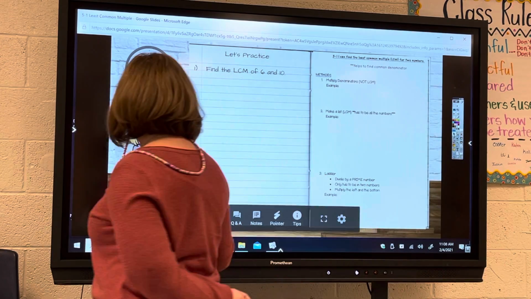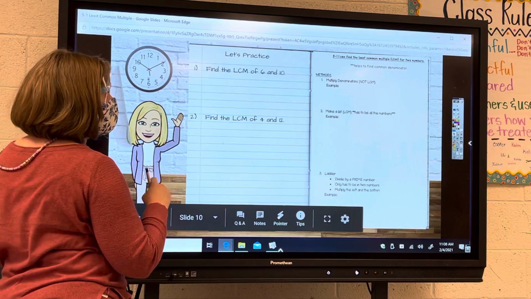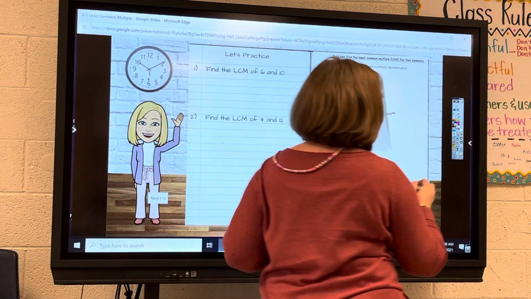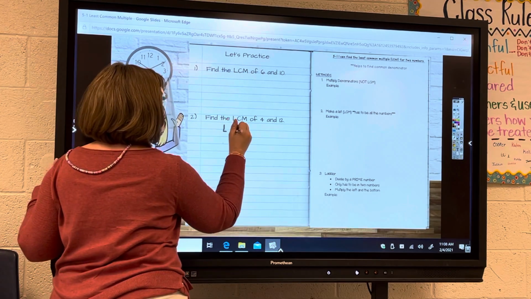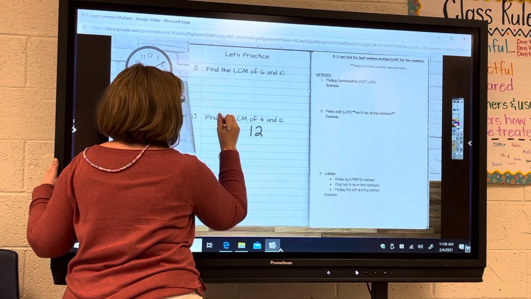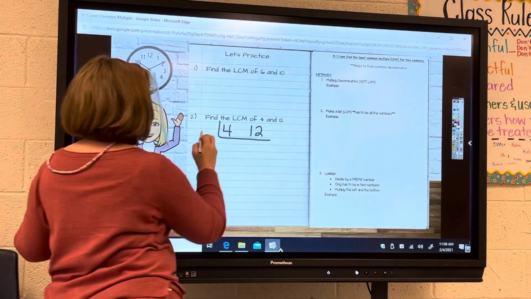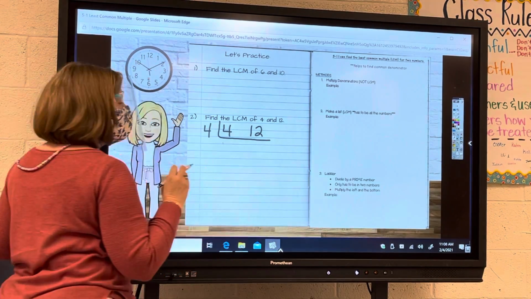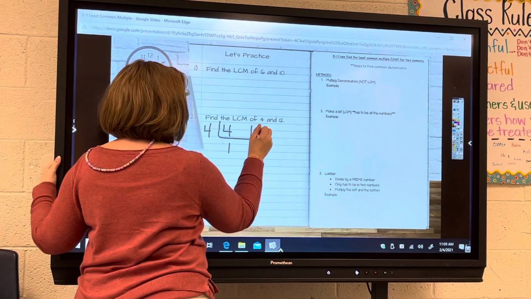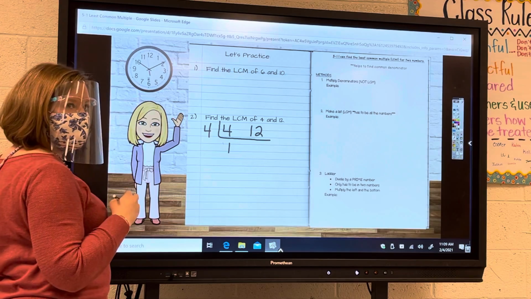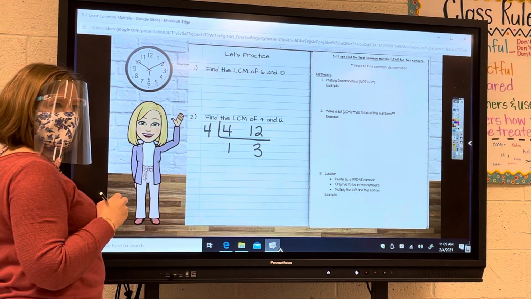Let's try another one. Find the least common multiple of 4 and 12. So what's the first thing I need to do? Ladder. Draw my step. What can I divide 4 and 12 by? 4. 4 divided by 4 is 1. 12 divided by 4 is 3. Am I finished? Yeah.